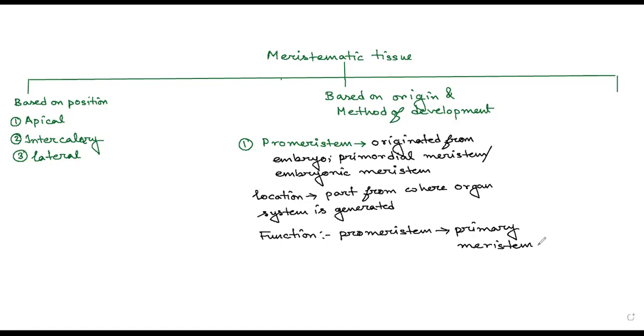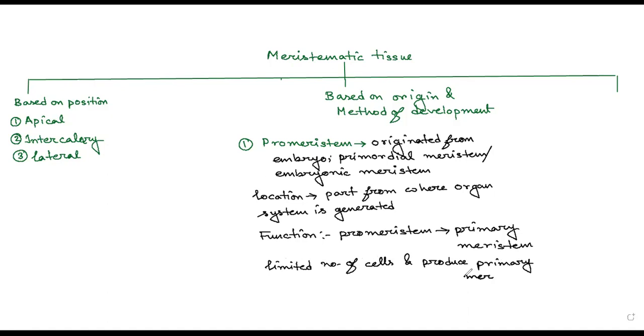Then, does promeristem any longer exist? No, beta. They do not exist. Promeristem have a very limited number of cells, and they produce primary meristem.